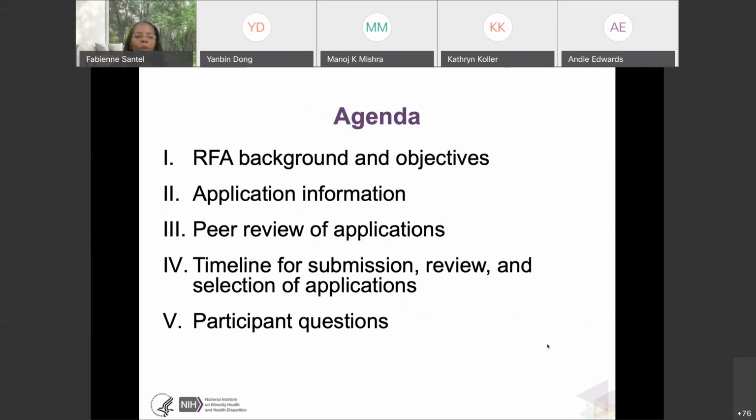So today's agenda will start with giving you all a background of the RFA and the objectives. And then I'm going to hand it over to Jennifer for some information about applications. Then we're going to switch to my colleague, Professor Lode Sharp, who's going to talk about the peer review of the applications. Then we'll go into a brief informational session about the timeline for the submission, review, and the selection of applications. And then we'll have time for some participant questions. Next slide, please.